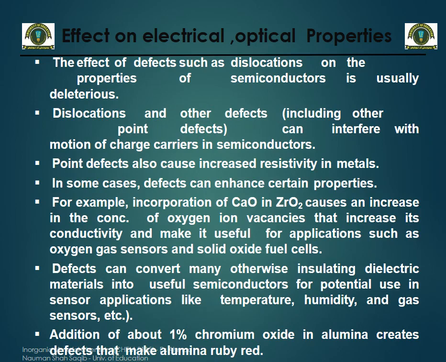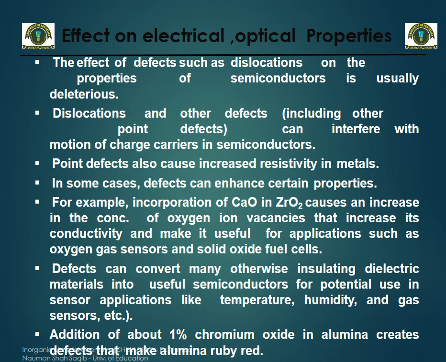The effects of defects such as dislocations on the properties of semiconductors are usually deleterious. Dislocations and other defects, including point defects, can interfere with the motion of charge carriers in semiconductors. In semiconductors, these dislocations may act as a hindrance or resistance in the pathway of atoms or charges. Point defects also cause increased resistivity in metals.